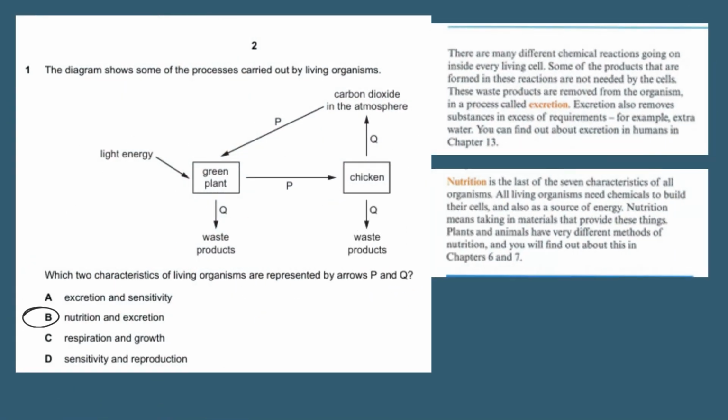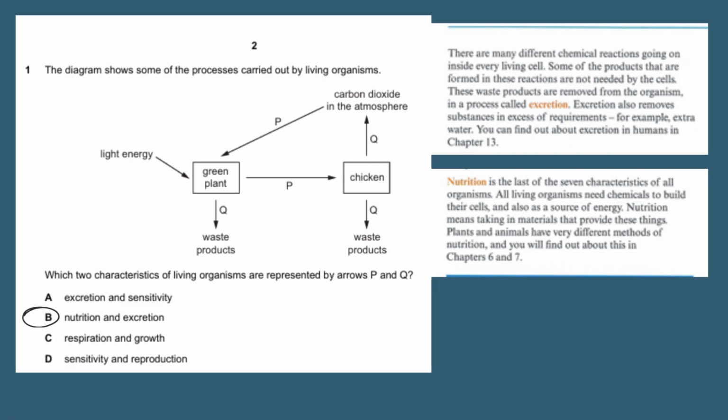Question number one, very easy, which is under the first chapter. First of all, let's read the question. The diagram shows some of the processes carried out by living organisms. If you read this, you have to keep in mind, automatically, the seven characteristics of living organisms. According to that, they are asking the question.